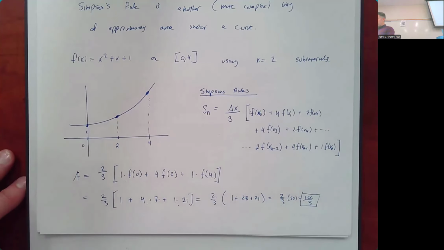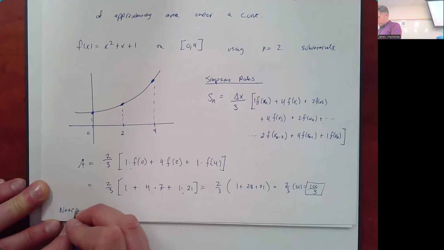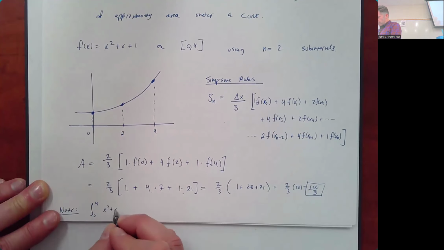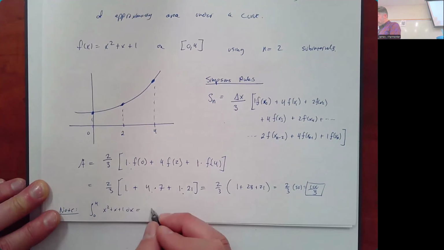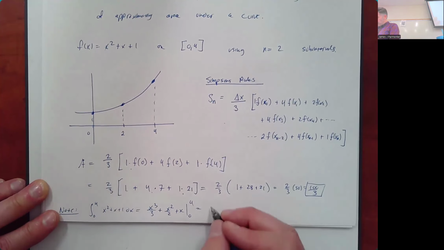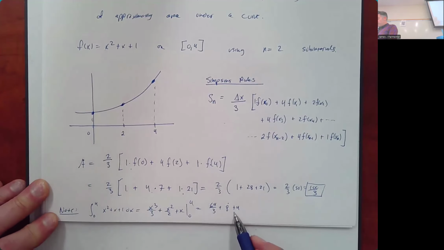And it's just kind of interesting that Simpson's rule actually exactly calculates this area correctly. If we actually did the integral from 0 to 4 of x squared plus x plus 1, we would get x cubed over 3 plus x squared over 2 plus x from 0 to 4. And if we plug that in, we're going to get 64 over 3 plus 16 over 2, which is 8, plus 4. 8 plus 4 is 12.